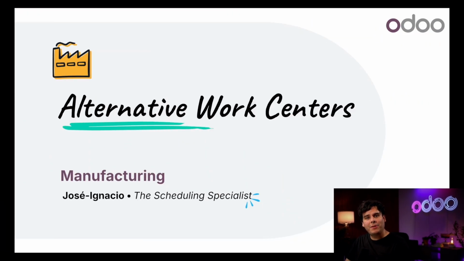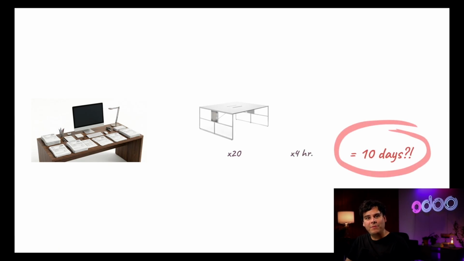You're a production manager and you've got manufacturing orders for 20 units of a product sitting on your desk. Work orders for each one take 4 hours. If you're routing them all through your main work center, you just created a 10-day traffic jam on your production floor. But what if you could cut that wait time in half and reduce those oh so important lead times?